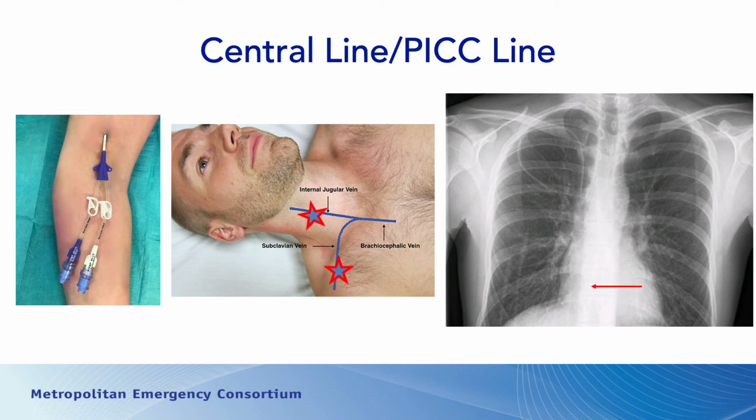On this patient's chest x-ray, if you look at where the arrow is, that's the tip of the central line in the superior vena cava. If we had a patient with a PICC line, we would look for a similar position of the PICC line before we start infusing or using fluid. So once a line is placed, we always confirm position before we start using it.